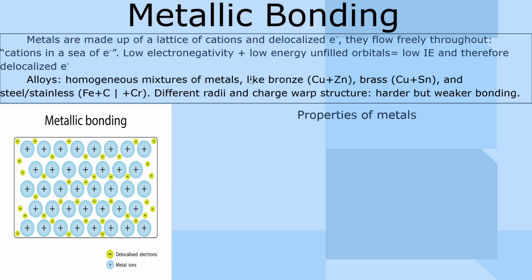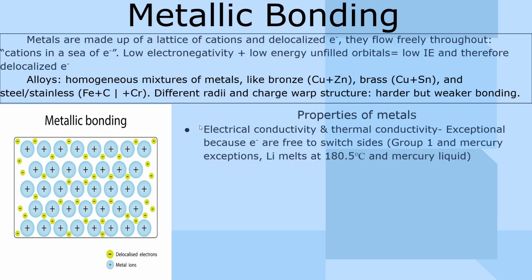So, properties of metals. They have electroconductivity and thermal conductivity, and they are very good at it because the electrons are free to switch sides because they're delocalized. So, except for group 1 and mercury exceptions, where lithium melts at, kind of sad, 180.5 degrees Celsius, and mercury is liquid at room temperature.